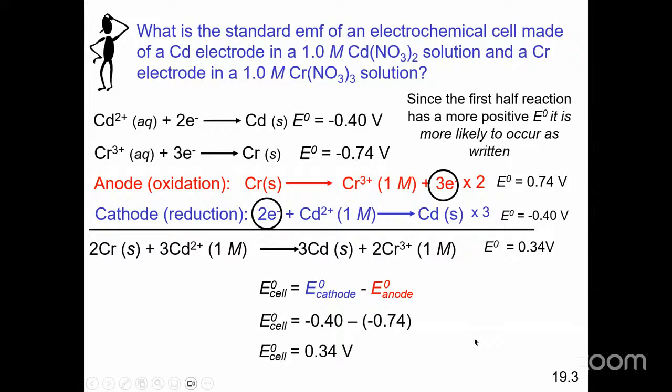Well, you can always identify the cathode this way. Exactly right. And the way to identify the cathode is basically the one with the higher standard reduction potential. Exactly.